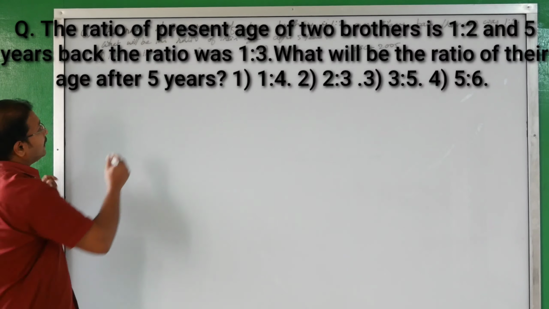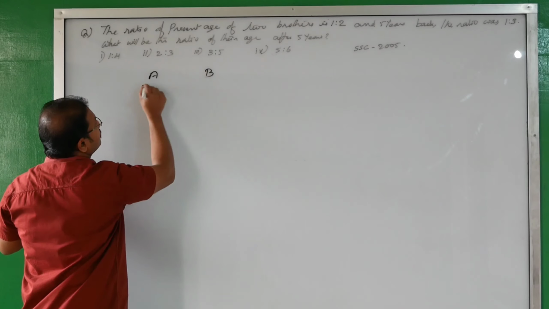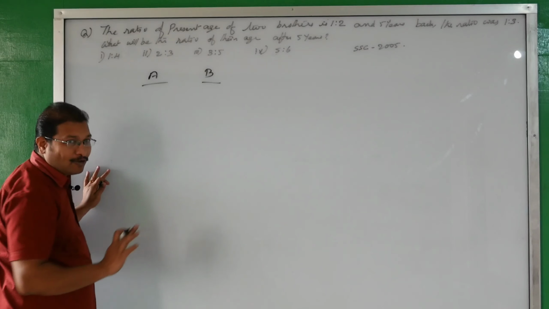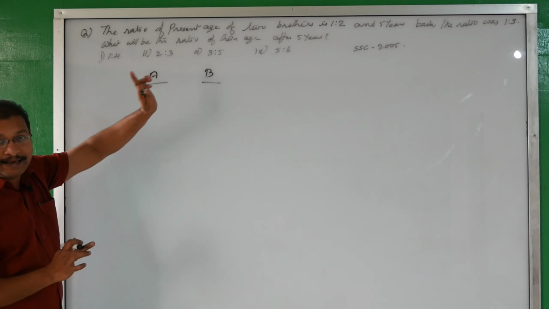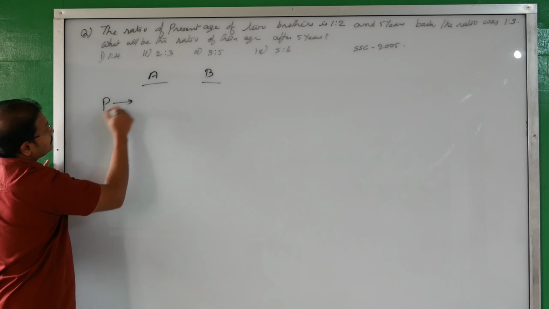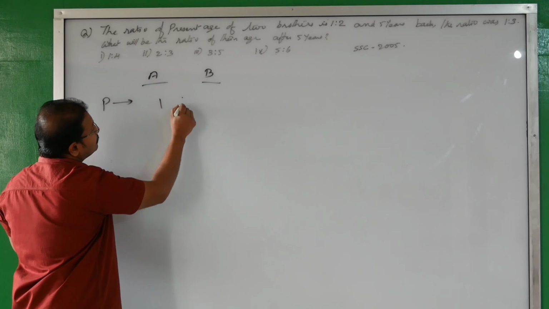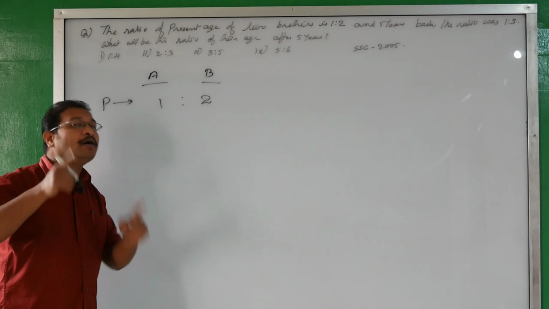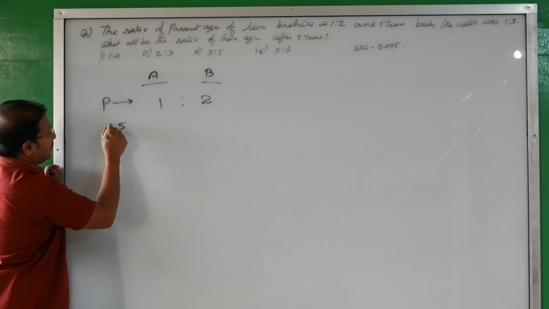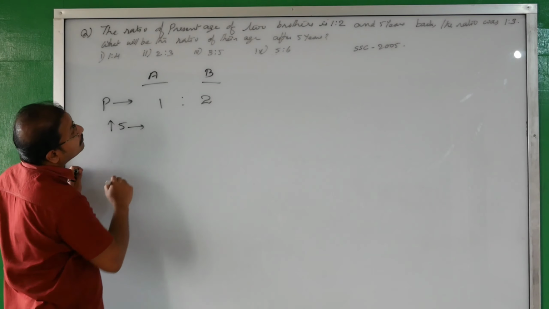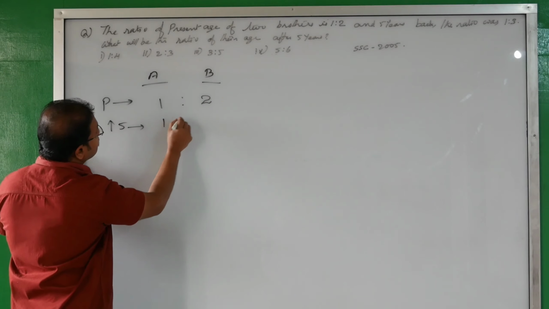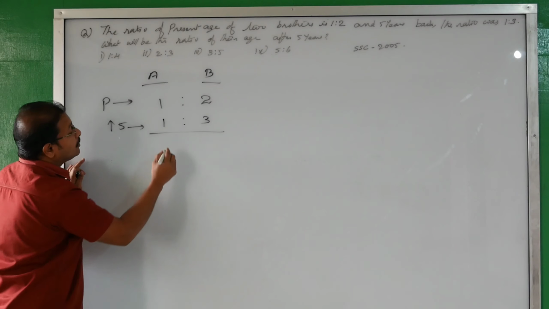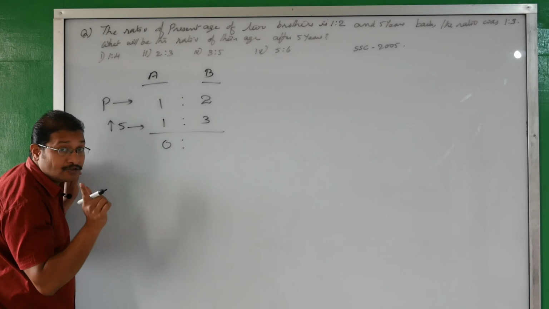See now, the ratio of the present age of two brothers is 1:2. So I am keeping them as A and B. The brothers are A and B. You will be thinking why I am always taking A and B. You can take any brothers, no problem. A and B I am taking. So the ratio of the present age, what is that? 1:2. Then 5 years back means past. What was their ratio? 1:3. So we are subtracting like before. 1 minus 1, 0. Is to 3 minus 2, 1.